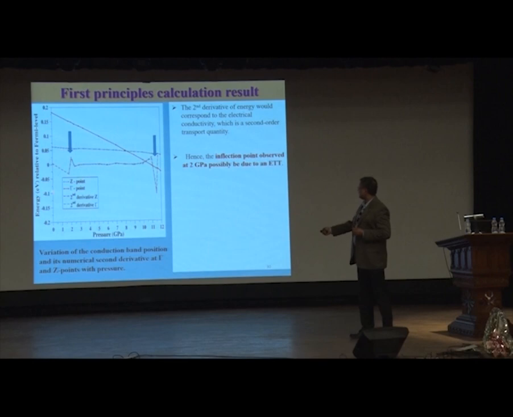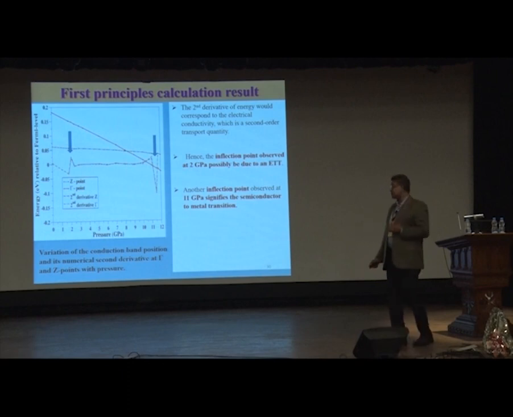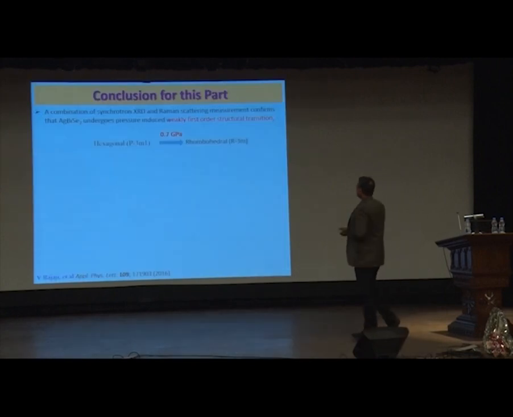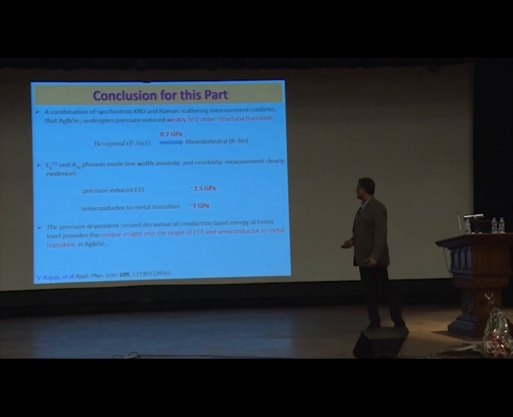By the way, this is taken only in the rhombohedral structure. We have not taken the hexagonal structure and looked at the phase transition. So this is reproduced in the electronic transition, which indeed happens around 2 GPa, whereas the very strong anomaly is because of the semiconductor to metal transition in the system. With that, I conclude this part, to say that indeed we do see an ETT and a metal insulator transition in the system.